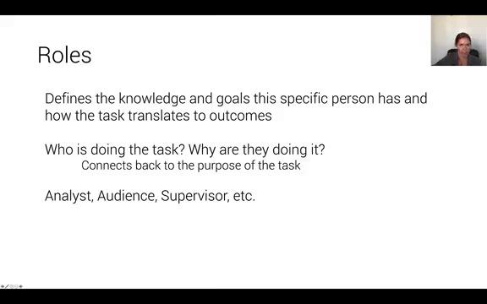As we think about this idea of workflow, one of the natural questions that arises is, who is conducting the workflow? What is the role of the user? So our roles define the knowledge and goals that this specific person or the specific user that we're conducting the task elicitation for has, and how the tasks translate to outcomes that are meaningful to that user. To put this more simply, our role is who is doing the task and why are they doing it? This takes us full circle back to the purpose of the task.